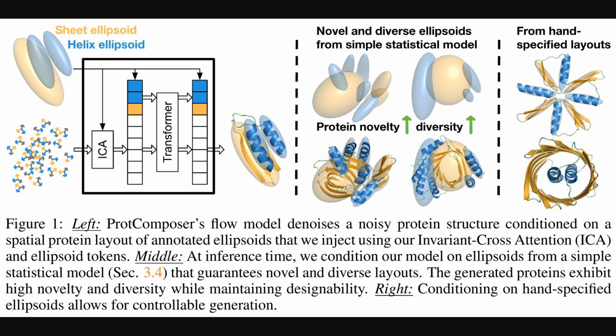On the left, we see the model taking a noisy protein structure and using those user-defined ellipsoids, say for a helix or a sheet, to guide generation. It incorporates this information using a special technique called invariant cross-attention, or ICA. Invariant cross-attention is an SE3 equivariant mechanism, which means it processes 3D rotations and translations of these protein parts consistently. Then, the middle and right parts show these ellipsoids can be statistically generated for novel proteins, or hand-specified for precise user control.